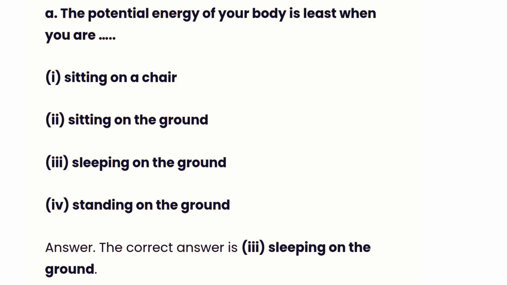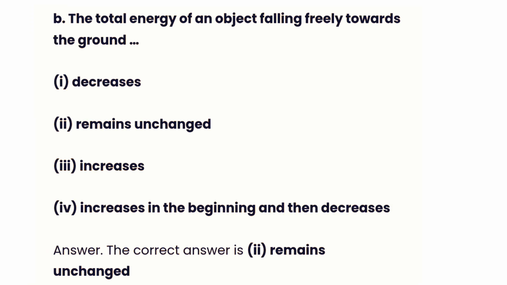B. The total energy of an object falling freely towards the ground: 1. Decreases, 2. Remains unchanged, 3. Increases, 4. Increases in the beginning and then decreases. Answer. The correct answer is 2.